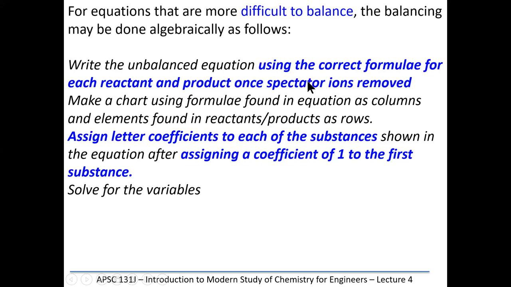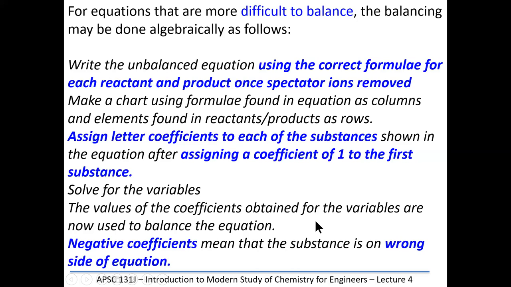Now, in these equations, sometimes spectator ions are removed. A spectator ion is an ion that is present in both reactants and products. So if you remove it, it's because it doesn't participate in any chemical change. Now we're going to solve in our problem here next. If you get a negative answer, it means that substance is on the wrong side of the equation, so we're simply going to move it to the other side. Okay, so here we go. We're going to use this method.